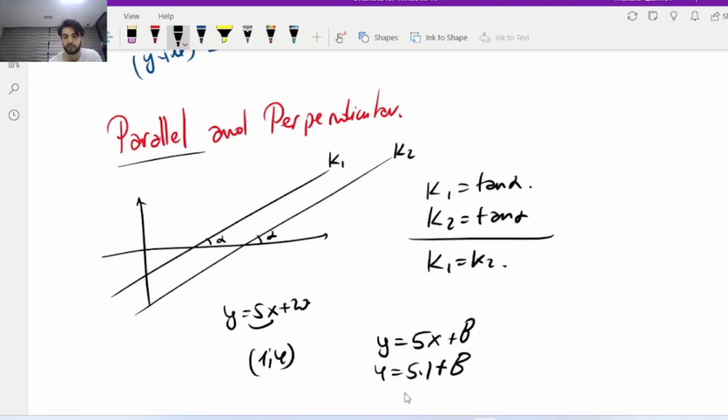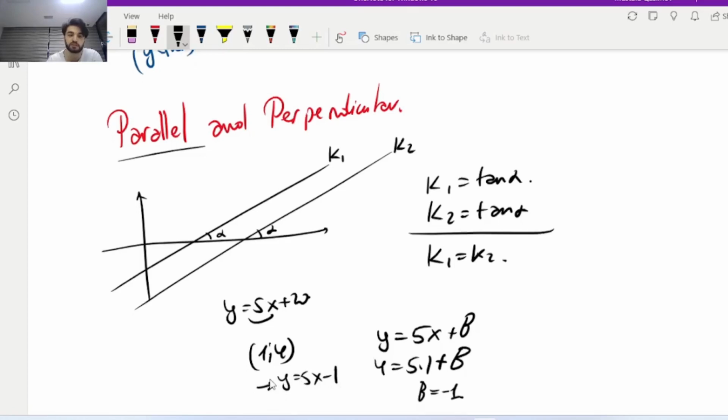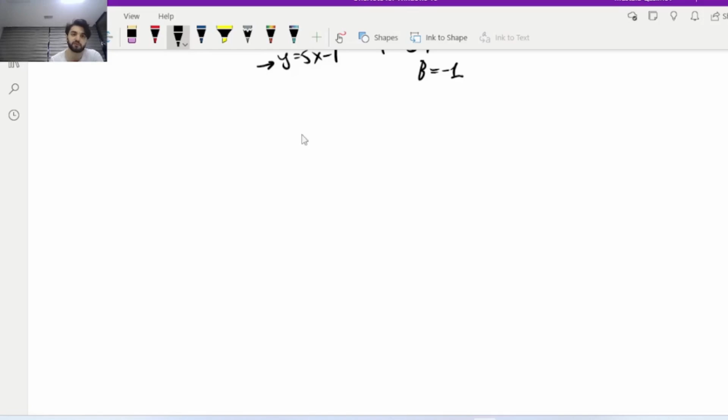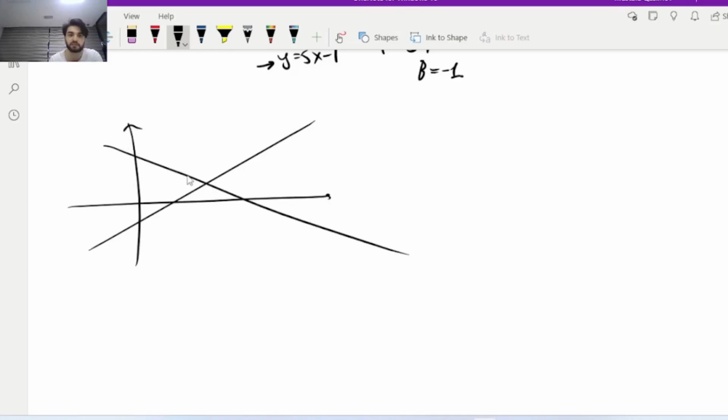Here a will be 5, b is equal to -1. Then we have to write it, y is equal to 5x minus 1. It will be our second function. Now let's look at the perpendicular one. For perpendicular ones, it means that when two lines are intersecting at 90 degrees, we call them perpendicular.